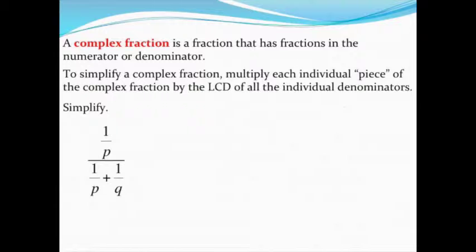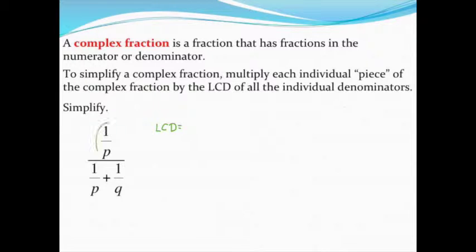A complex fraction is a fraction that contains individual smaller fractions within it. And one way that we can simplify these is to multiply each individual fraction by the least common denominator of all the fractions. And so what I'm going to do is, as we've done in the past, I'm going to build a least common denominator, an LCD.